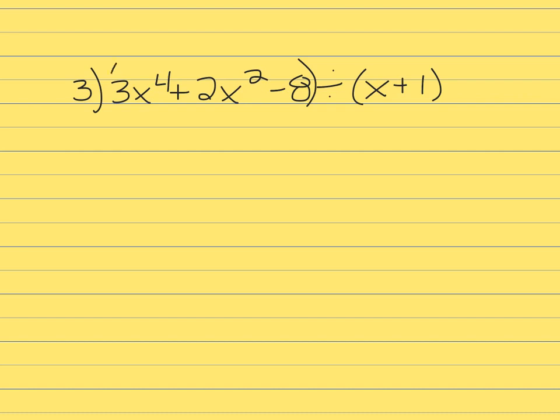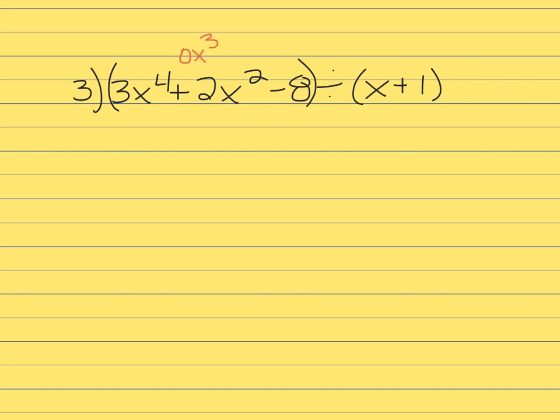One more example. 3x to the fourth plus 2x squared minus 8 divided by x plus 1. So again, I have to check, is it in standard form, and do I have all my terms? So if you notice, I jumped from x to the fourth to x squared. So what I'm missing is an x to the third term.